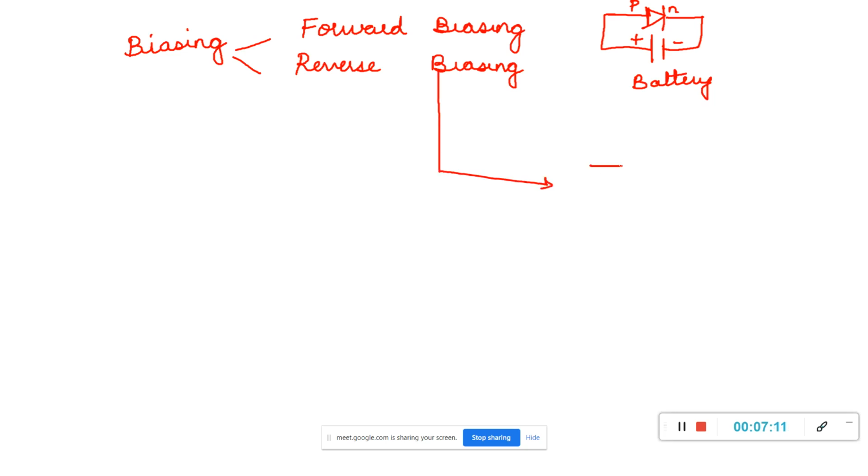And reverse biasing is, this is P-type, this is N-type. Connecting the P-type to the negative terminal of the battery and connecting the N-type terminal to the positive terminal of the battery is nothing but reverse biasing the diode. I hope it is clear. Forward biasing and reverse biasing.